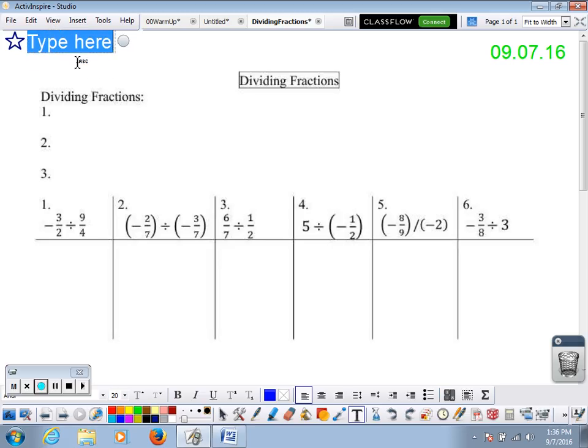Now, I've got good news for you. The rules for positives and negatives with division are the exact same rules for positives and negatives with multiplication. So what did we say yesterday were the rules, the guidelines for multiplying with negatives? Jake?